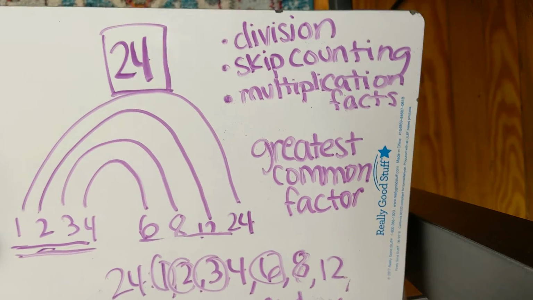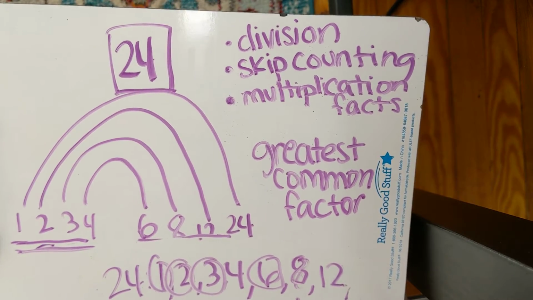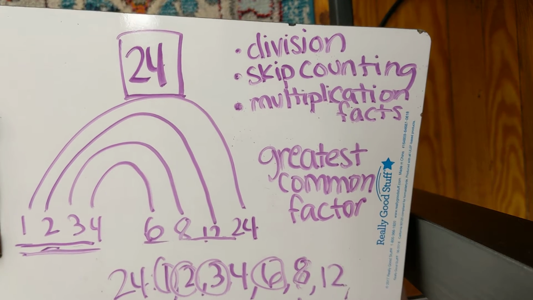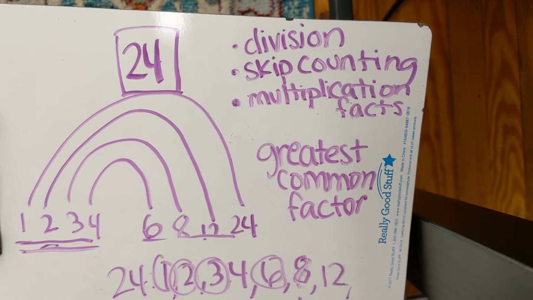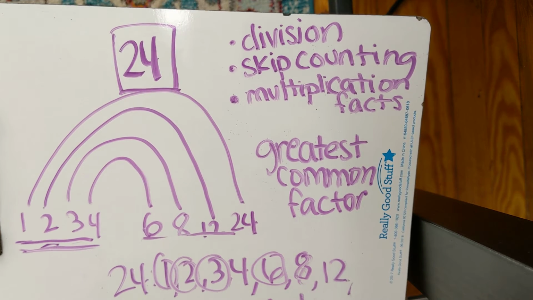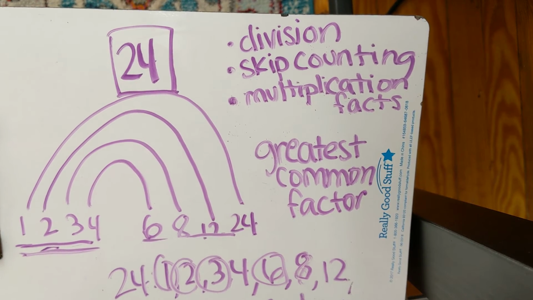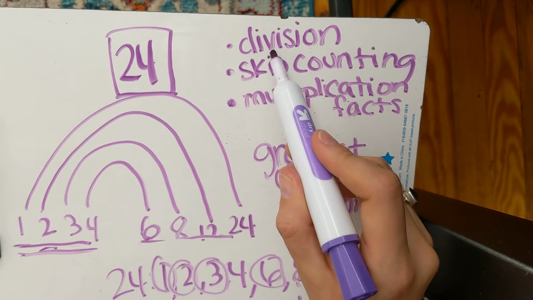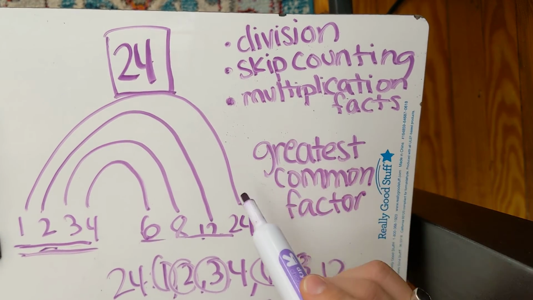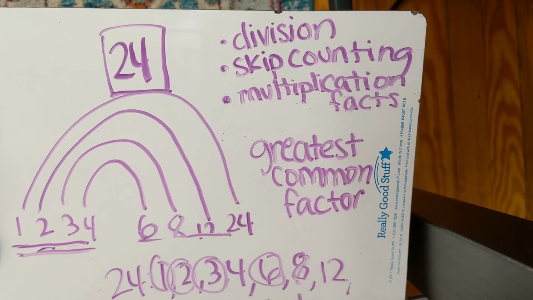Okay, to recap, we've got a lot of strategies to help us figure out factoring, figuring out common factors, and figuring out the greatest common factors. We always want to start with a factor rainbow, and we can also use the strategies of division, skip counting, and multiplication facts to help us.